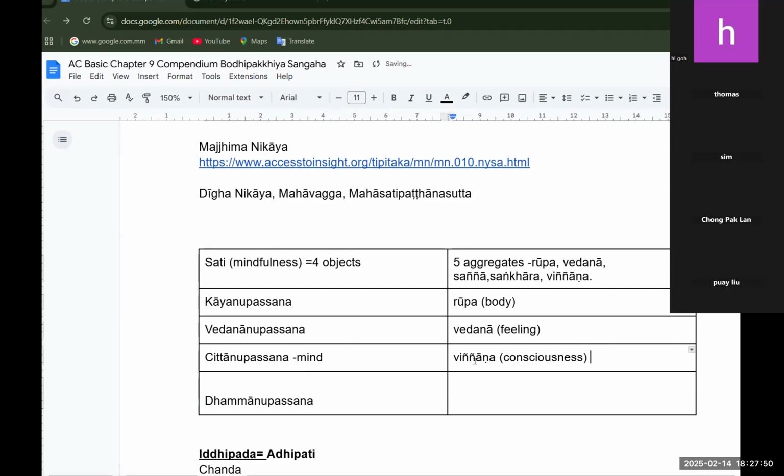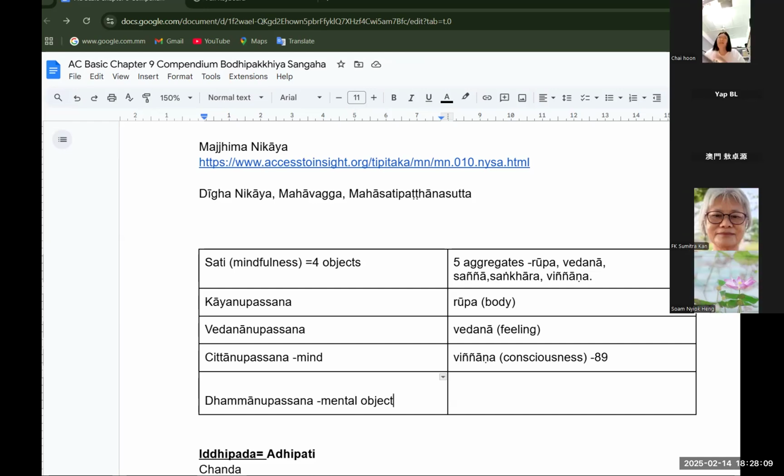So in brief, we talk about 89 chitta, but of course it's impossible to contemplate all. Now the word Dhammanupassana, normally we translate as mental object. So which one to contemplate on? The five aggregates. Either the five aggregates, option one. The second option will be Sanya, Sankhara, the remaining two. So this is just in terms of category.